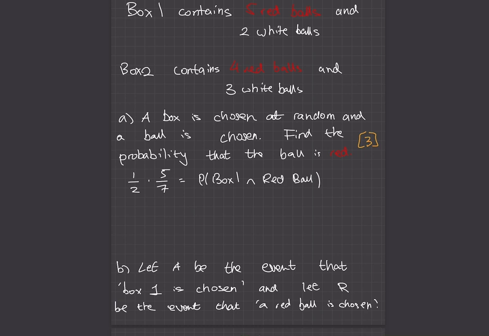Then the other one is, of course, what's the probability we pick box 2? 1/2, and again there are 7 balls, but now it's 4 red over 7. So that's the probability of box 2 and red ball. And now these are all the different scenarios, right? Either we pick box 1, and then there's a 5 in 7 chance we pick a red ball, or we pick box 2, and then there's a 4 in 7. Adding these together, that's 5 over 14 plus 4 over 14, which is 9 over 14. So that's the probability, all the different ways that we can pick a red ball.